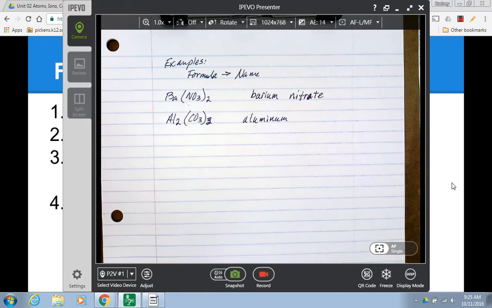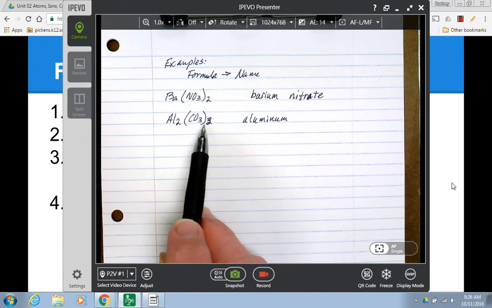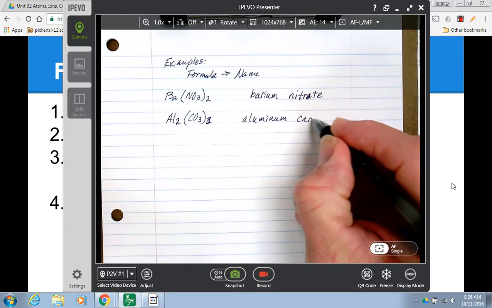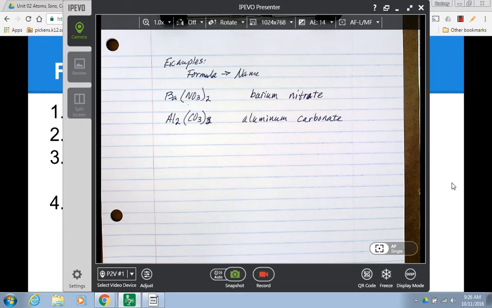Now, do we need a Roman numeral with aluminum? Well, if you're not sure, look it up on the periodic table. Aluminum is in group 13. So no, it is a metal, but it's not a transition metal. So we do not need to write Roman numerals with aluminum. And then we simply look at the polyanion here, and it is CO3. We look at our table of polyions, and the name of that is carbonate, with the ATE ending on this one. Now, not all the polyions have an ATE ending on them, but many of them do.